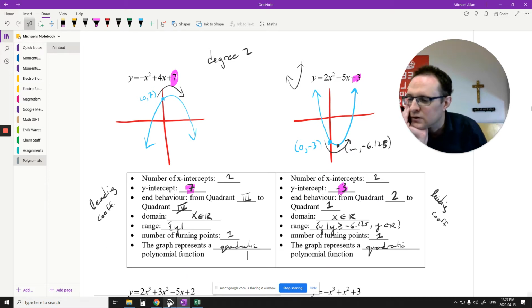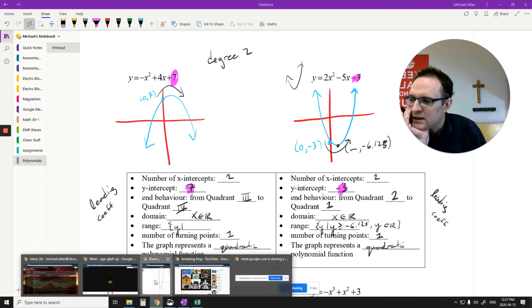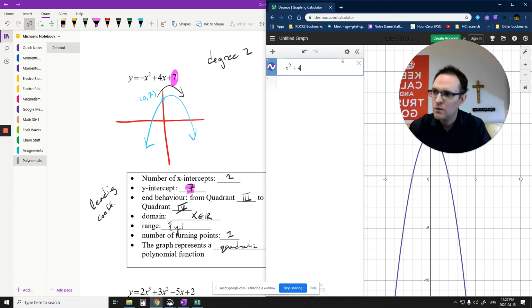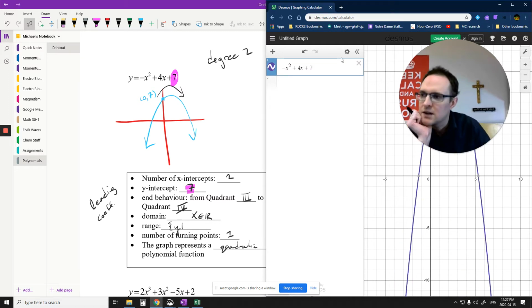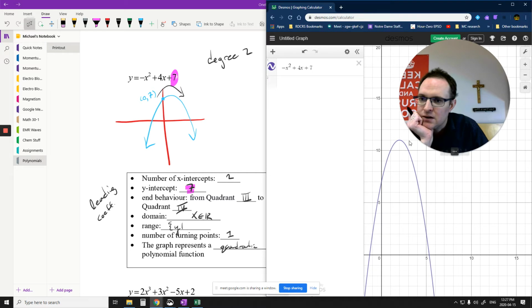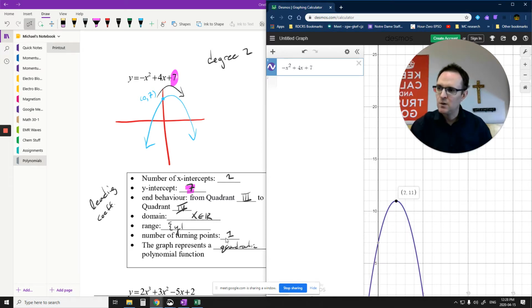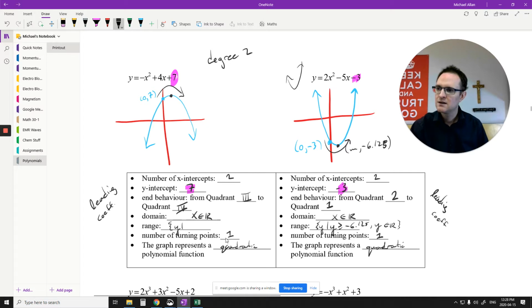I mean, if I want to go back and try to find out what the max value is for this graph here, I can go back to Desmos here and type that back in there. So negative x squared plus 4x plus 7. There's my graph again. The point at the very top here. There it is. Oh, it's actually really nice. (2, 11). So 11 is the top point there. So this point up here, that's the highest this graph goes.